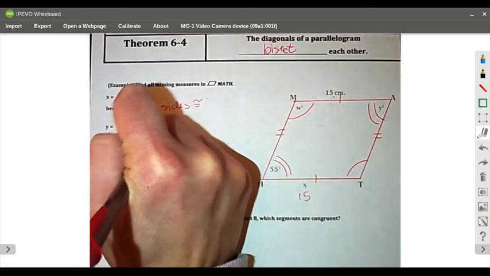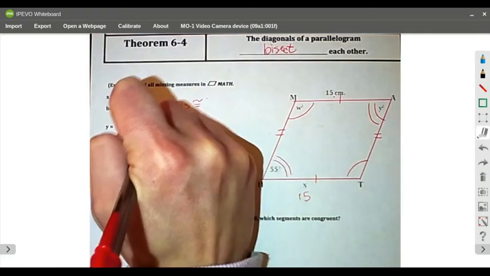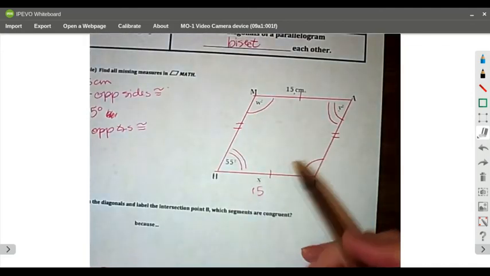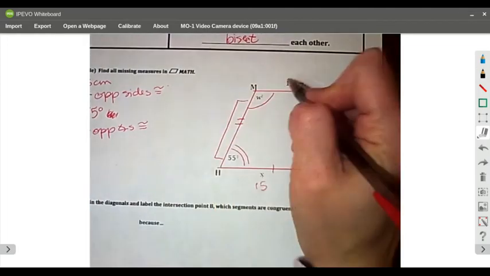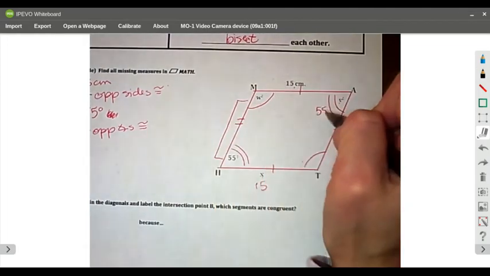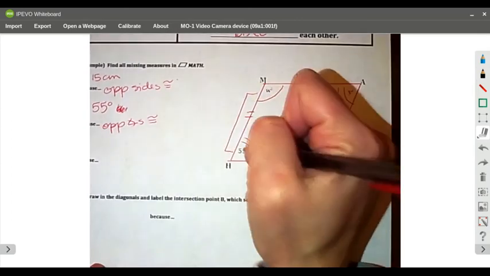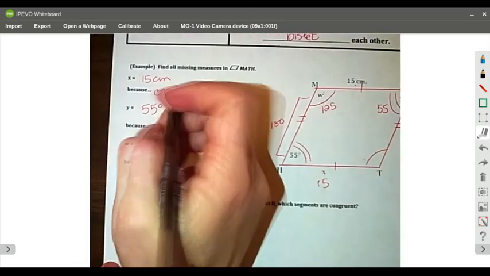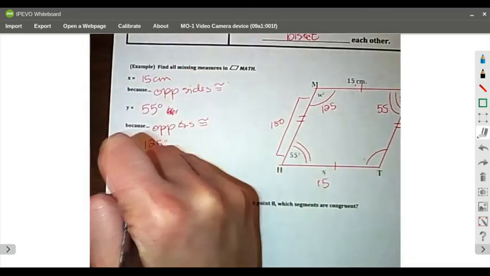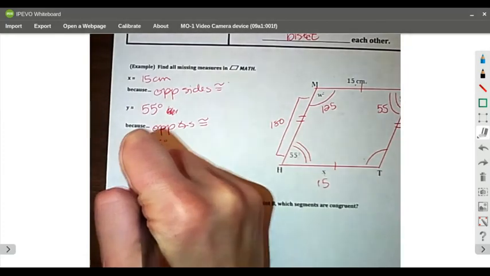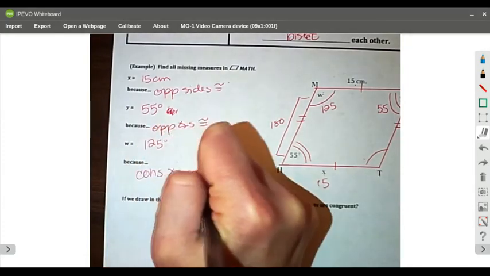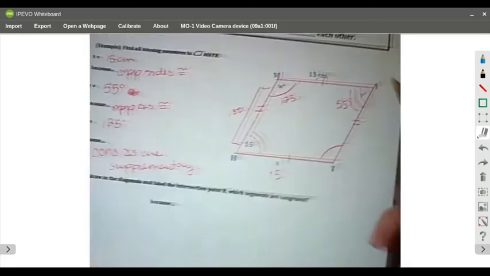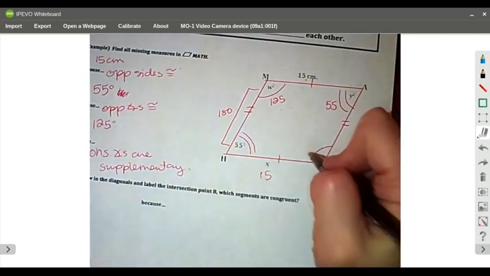Because opposite angles are congruent, W right here is congruent to this one, but we don't know that one. However, these two are consecutive, and so they add to 180. So 180 minus 55 would be 125. So over here, we're going to say W is 125 because consecutive angles are supplementary. So then once this one's 125, this one's going to be 125.